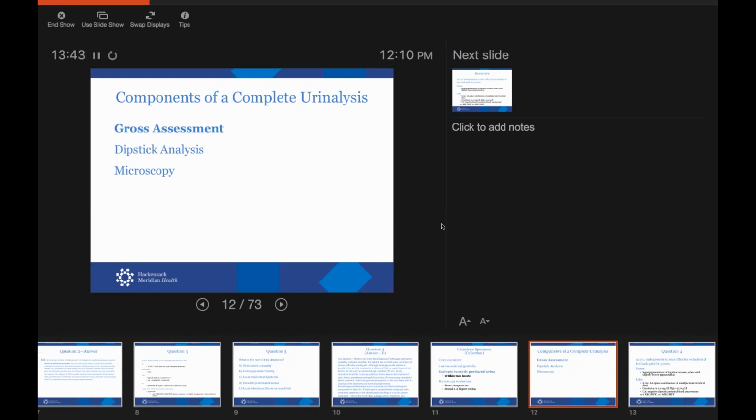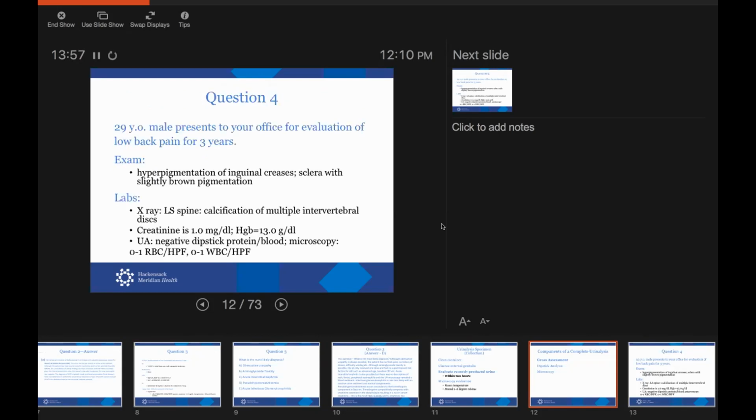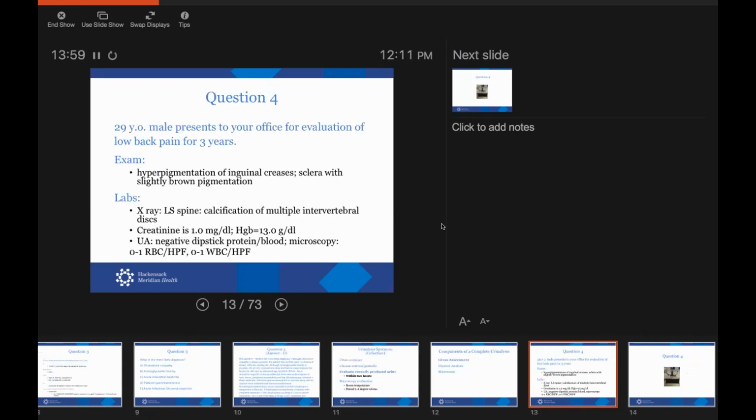So if the dipstick is negative, because it's very sensitive, and we'll get to that, the dipstick is negative for protein and blood. That means by definition, for the most part, they don't have a glomerulonephritis. And that's what you don't want to miss. Okay, so let's do one more question, then we'll get to some pictures.